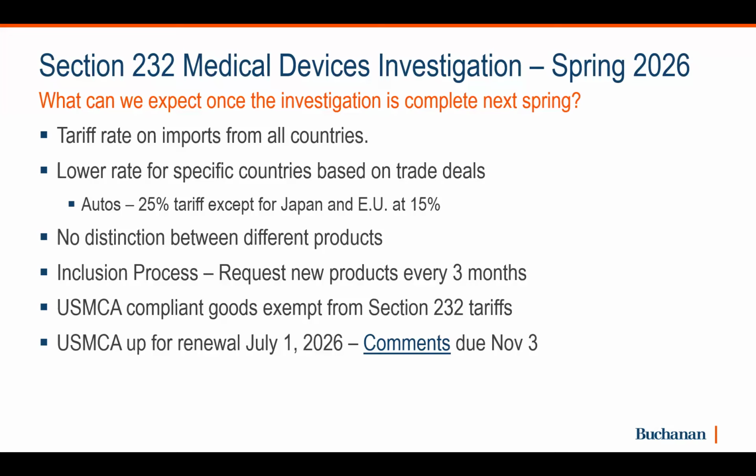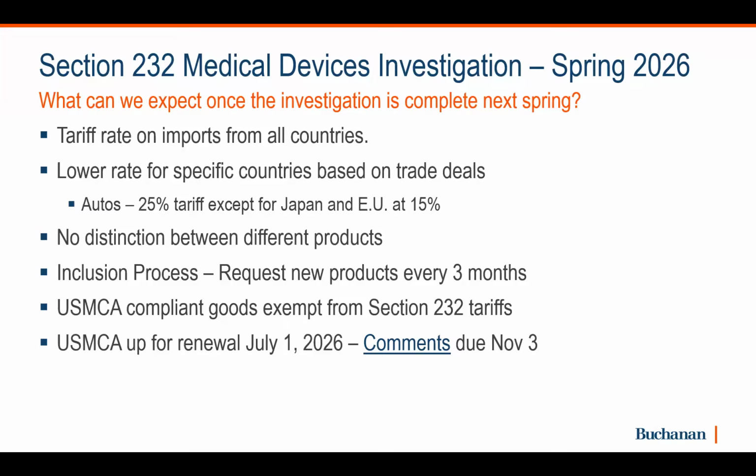So in the years to come, yes, this medical device investigation is going to complete next spring. We don't know exactly when, but yes, there will be tariffs put in place at that point, and it will have a rate of X%, but that might change. It might increase over time.